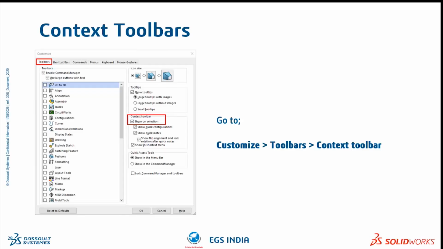Before that, we need to activate the context toolbar. Now, I'll show you how to activate this. First you go to the customize option. You just right click the command manager tab, then the customize option will be there. You click the customize option, then okay, then open the toolbars tab, and you will find the show selection option. You just enable it, and only then will our context toolbar be shown in your graphics area.